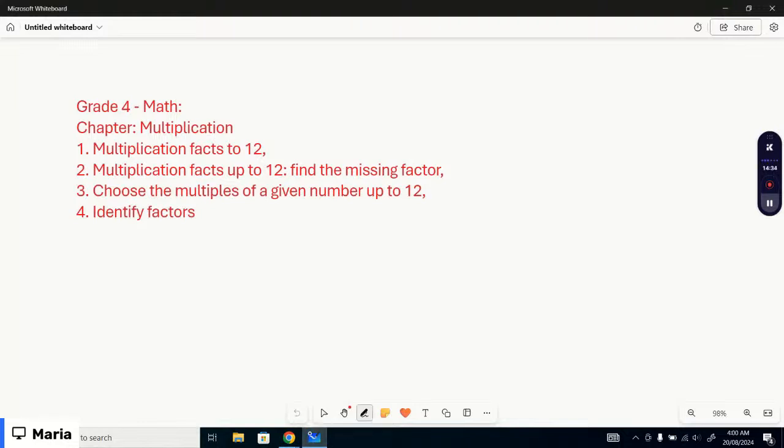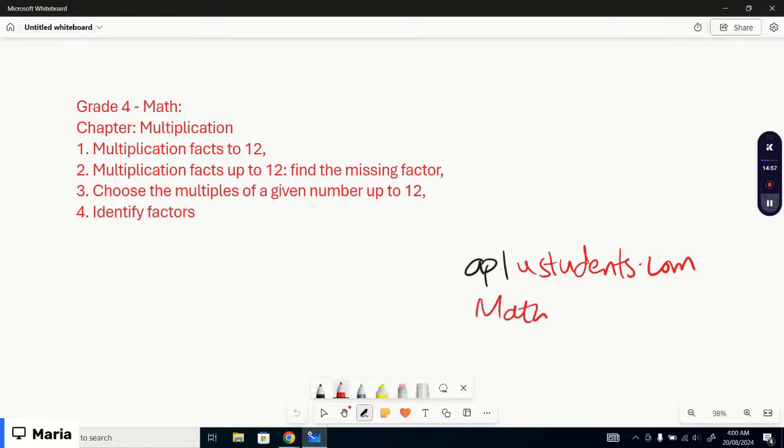We are here for grade 4 math. You can find all the lessons on aplusstudents.com. You have to log in there using your email address and password as provided by the administrator. Then select math from the subject tab, scroll down to grade 4 math, and click on view all lessons. There you can find a list of the chapters.